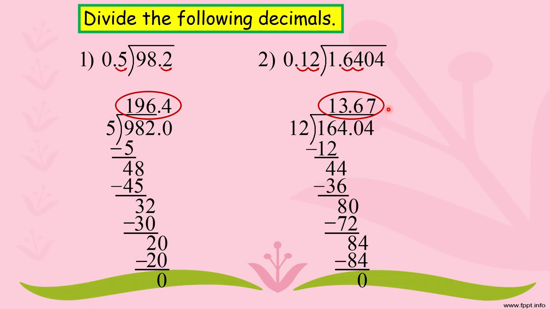And if you have any negative numbers, all you have to do is to apply again the rules in division of integers. So that is how you are going to divide decimals.